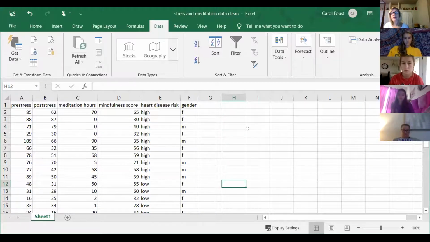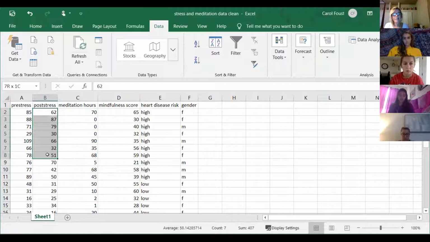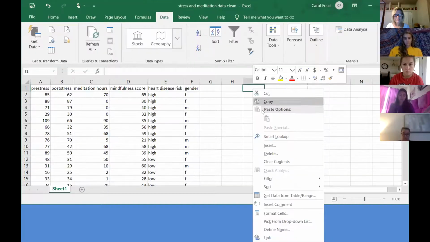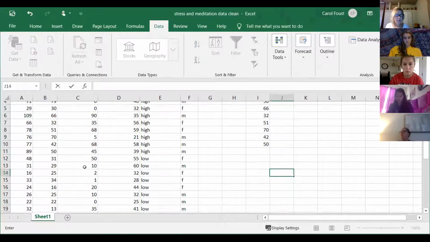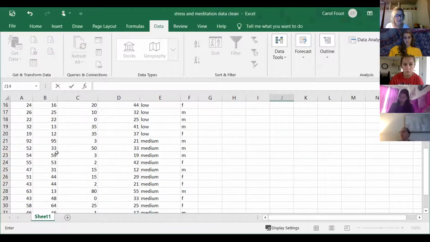But in order for me to do an ANOVA, I have to get all that data in columns. So I was looking at post-stress. So I would take the post-stress scores for the highs. So I just grab the highs, copy those, and paste them over here. And then I get the post-stress for the mediums. I'm going to do the mediums next.